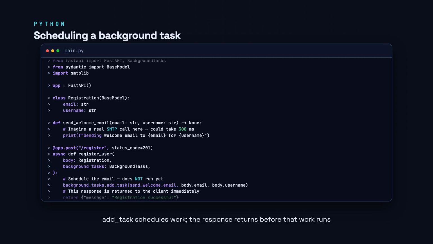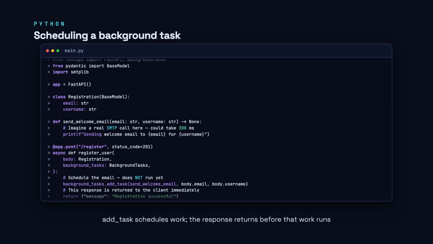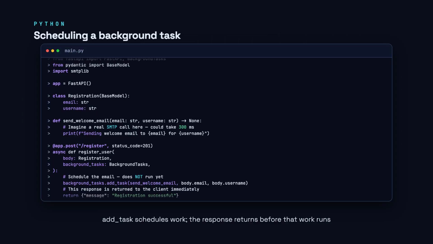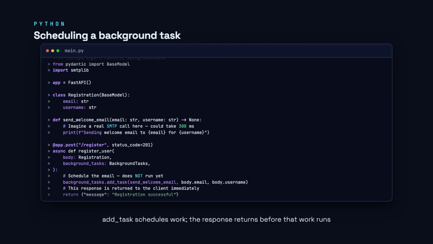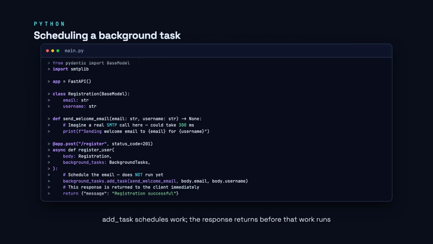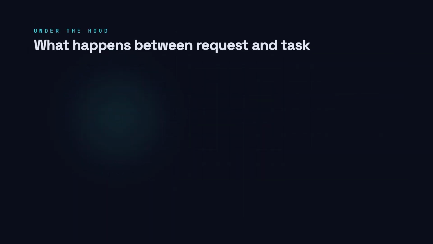We then call background_tasks.add_task, passing the function and its two arguments. Crucially, add_task does not call the function right now, it just schedules it. The return statement runs next, sending the 201 response to the client. Only after that response is fully sent does FastAPI call send_welcome_email.